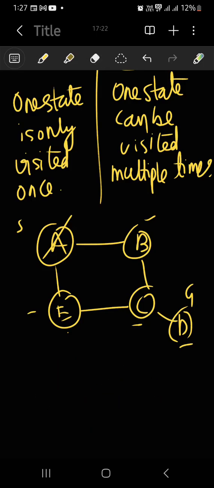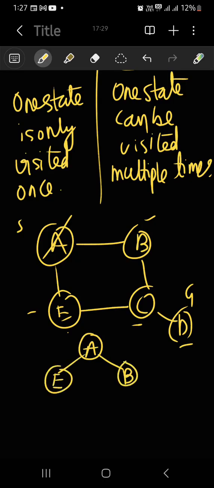Now I will be applying tree search over here. So I need to go to D. So from A, what are the states that I can visit? One is B, another is E. Right?